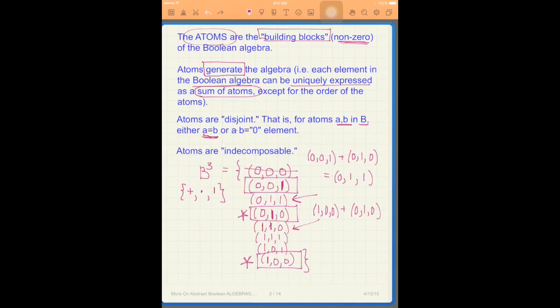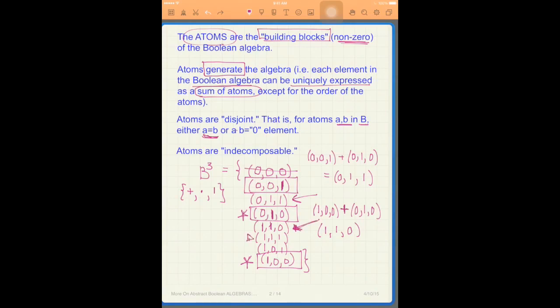So I'm taking those two atoms, those two building blocks, and I'm using the operation of plus for this algebra, which is just the Boolean addition. So, again, you do it entry-wise. You do 1 or 0, and then 0 or 1, and then 0 or 0. See, and then you get back that entry. And you can do that for all of them.